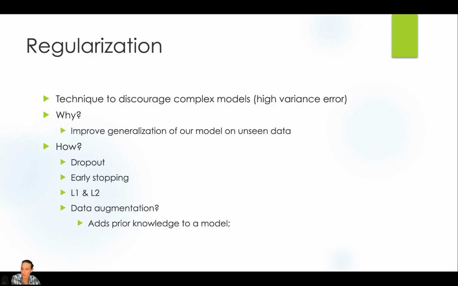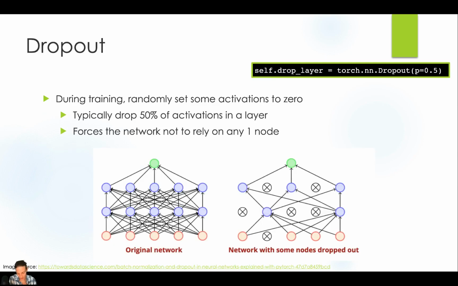There's a few techniques. Dropout, early stopping, stop the training before it overfits to the data, augment your data, add some prior knowledge to a model. Let's look at some of these in more detail.